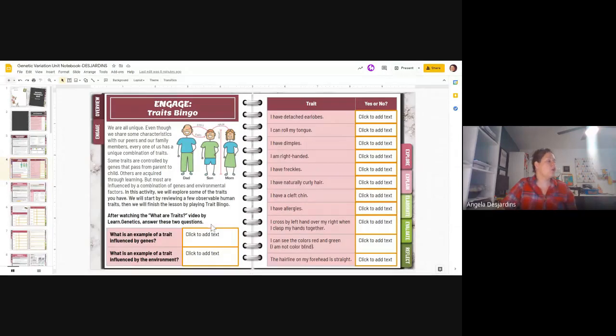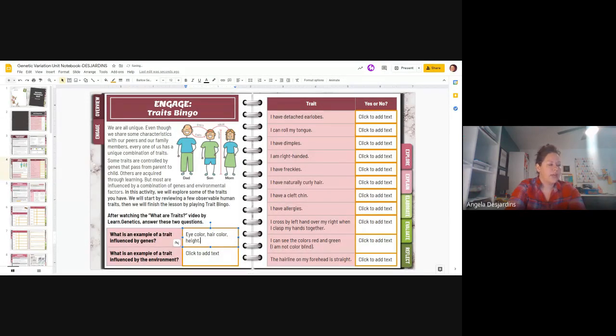So we're going to look today at a handful of traits that are actually inherited traits, traits you get from your mamas and your papas. In this one, we could say eye color, hair color, height, etc.